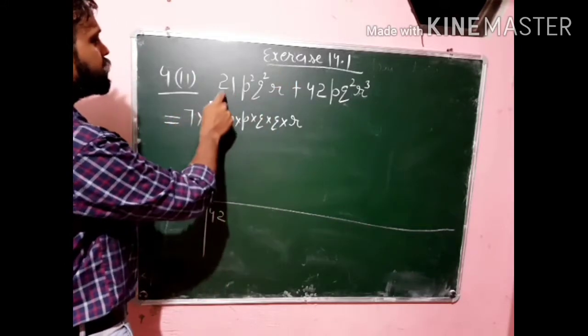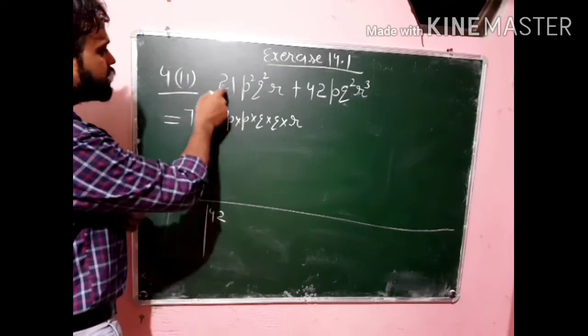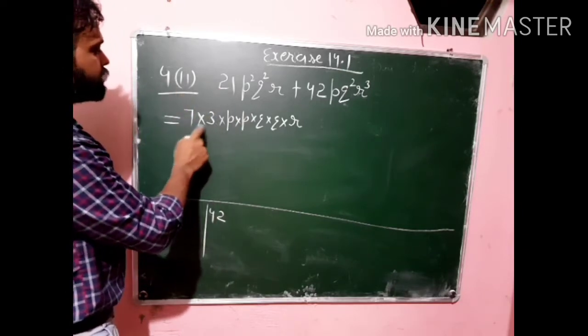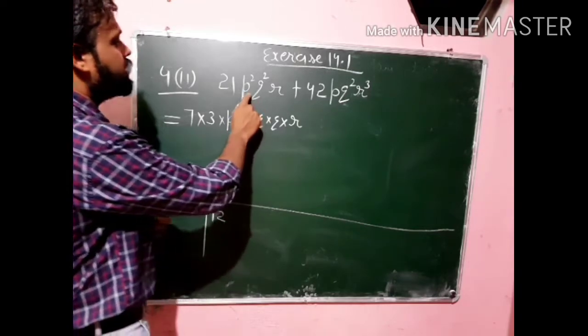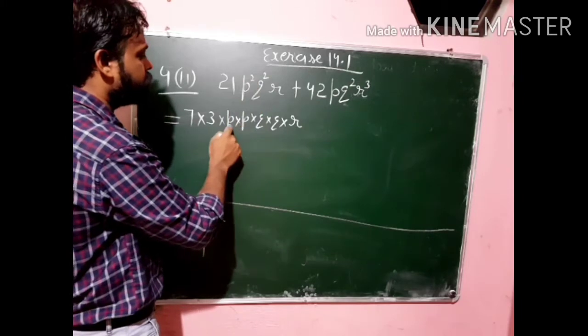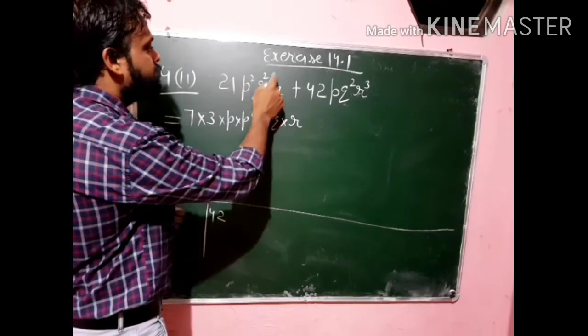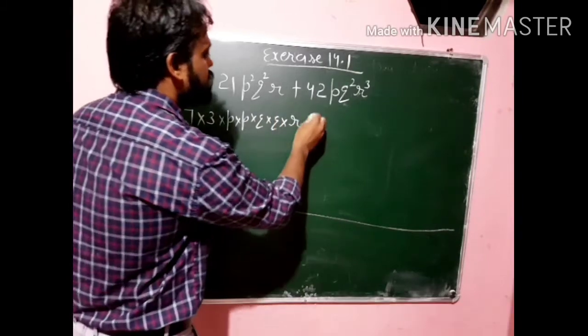So you can see here is a 21. You can write it as 3 times 7, 3 sevens are 21. So you can write the factors of 21 as 7 multiplied by 3. And also you can see here the power of p is 2, so multiply p two times, p into p. And this q raised to power 2 is q into q, and multiply with r. And then the plus sign as it is.